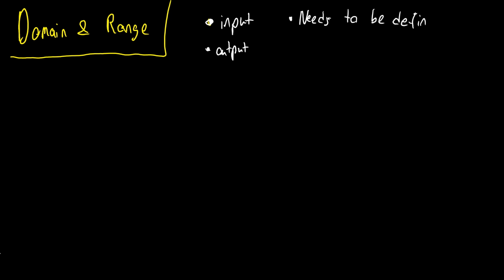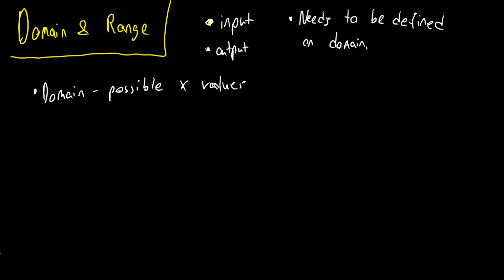And the domain, if you don't remember, is all the possible input values. So the domain is going to be on the x-axis. Okay, and I'm just going to say possible x values. And when I say possible, what I mean is it's possible to plug in to your function and obtain an output, right? Okay, so remember, domain is x-axis.